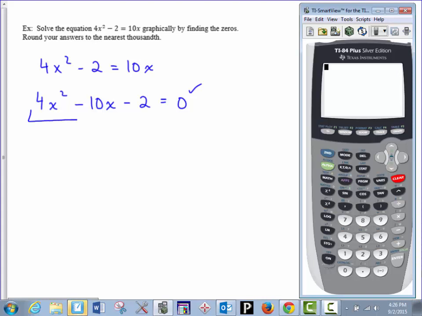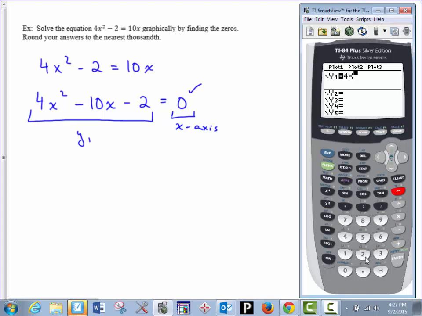What you now want to do is enter this equation into y1. The 0 represents the x-axis. And so if we enter this left-hand side into y1, we're wanting to know where that function crosses the x-axis. So let's go to our y equals menu. If you have something in there, clear that out. So we enter 4x raised to the second, right arrow over to get out of the exponent, minus 10x, and then minus 2.